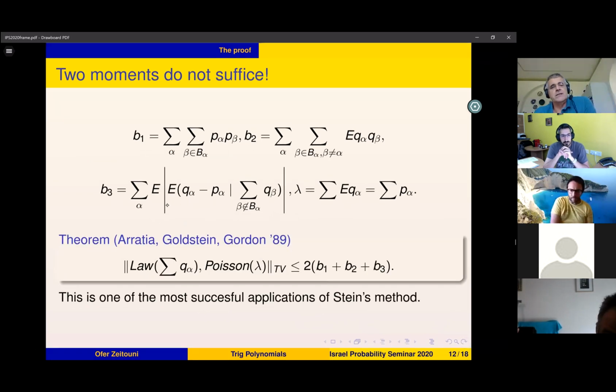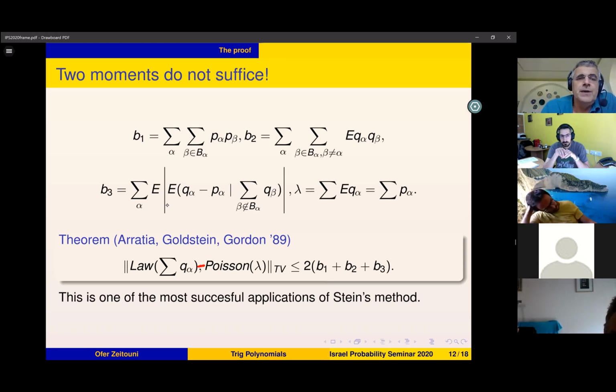And there's a famous theorem of Arratia, Goldstein, and Gordon that said that the variation distance between the law of the sum of Q alpha and the Poisson law is bounded by the sum of these coefficients. So if you know that B1, B2, and B3 go to 0, you know that you converge to Poisson. This looks great. It's one of the most successful applications of Stein's method. There have been many generalizations of this fact to compound Poisson, to other types of convergence, etc. But this basic result, whose proof is actually not very long, is very often useful.